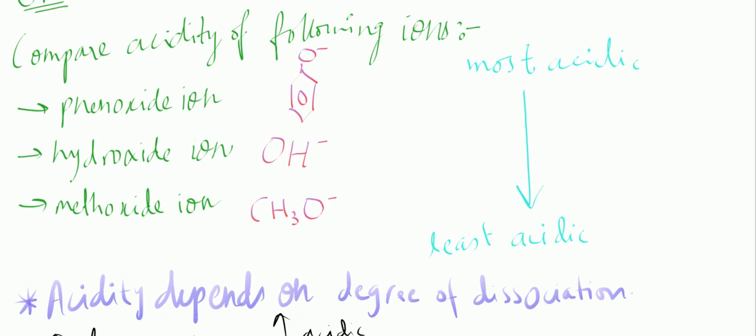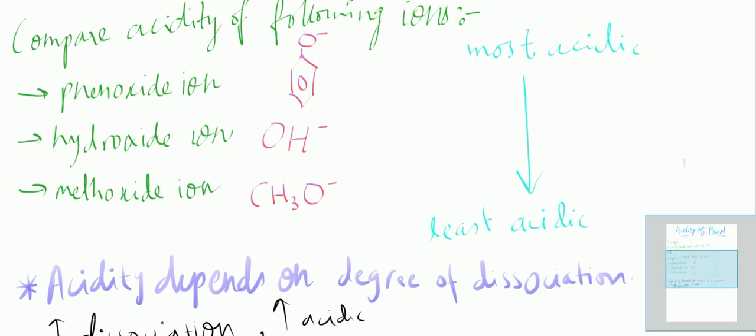So one thing we have to keep in mind is that alkyl alcohols like methanol, ethanol, etc., they're neutral. But right now we're just going to compare their relative acidities with water and phenol. And over here we can see that the most acidic is phenol and the least acidic is methanol.